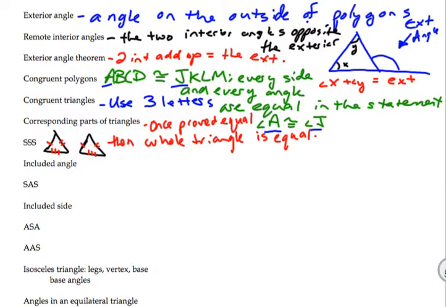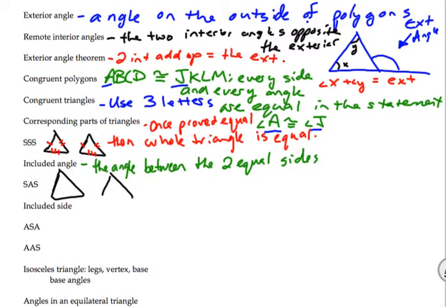Included angle is the angle between the 2 equal sides. So in this one, we have side, angle, side. We have these triangles. The included angle would be this one in red that I put, because that is between the pair of sides that are equal. So they actually call it an included angle. We just always said side, angle, side, and the angle has to be in the middle, but they like to call it the included angle.